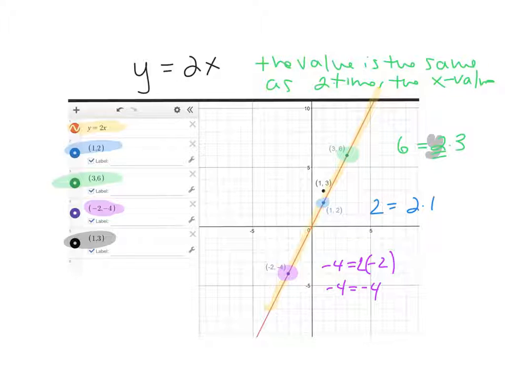Now there's one point on here that I did not put on the line. It's the point 1, 3. The point 1, 3 is not on the line. It's very close to the line, but if we look, it's not actually on the line. The reason it's not on the line is because the y value of 3 is not twice as big as the x value of 1.